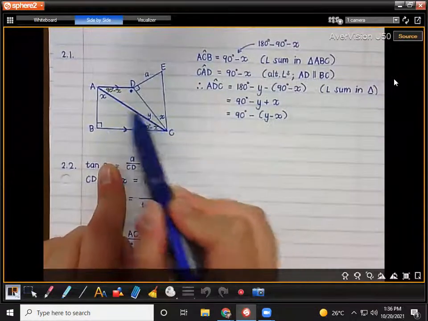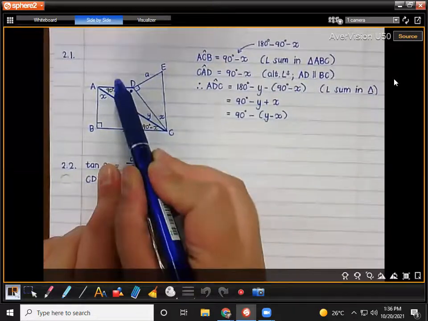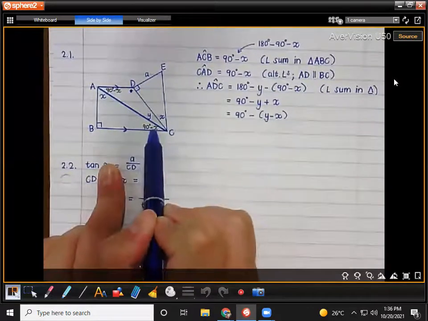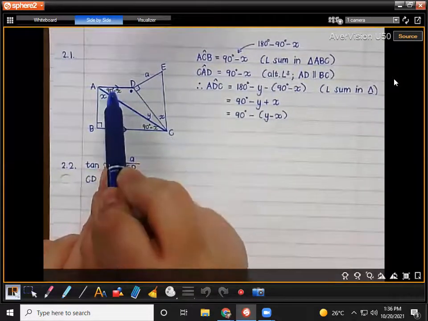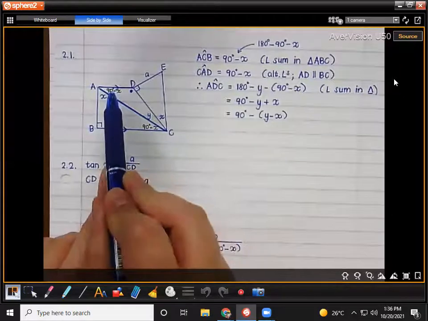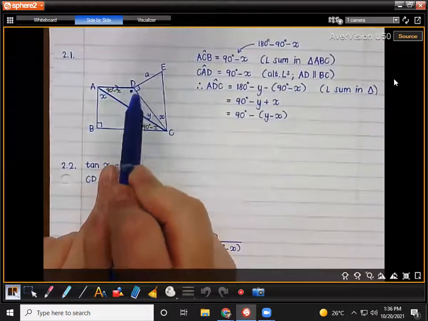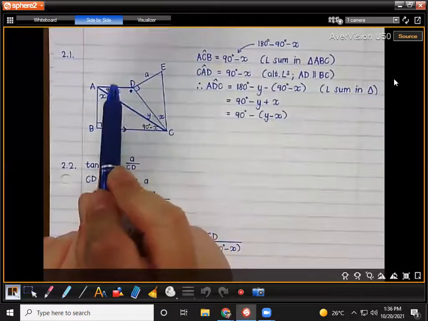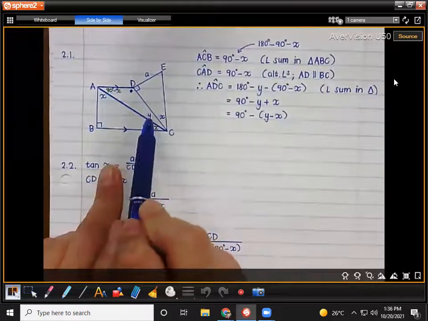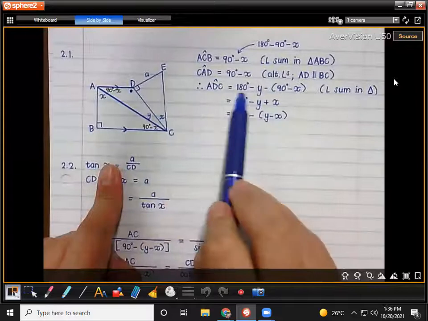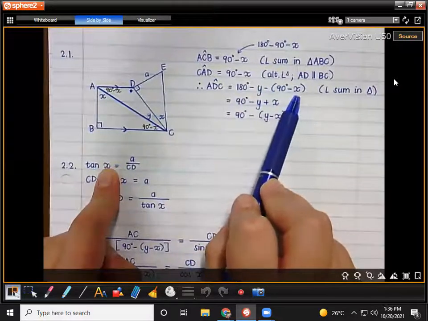And then because of alternate angles, and the fact that these two lines are parallel, if that is 90 minus X, that one is also 90 minus X. Okay, and we have that Y. So to find ADC, we would have to say 180 minus this whole angle minus Y. Right, are we fine with that?